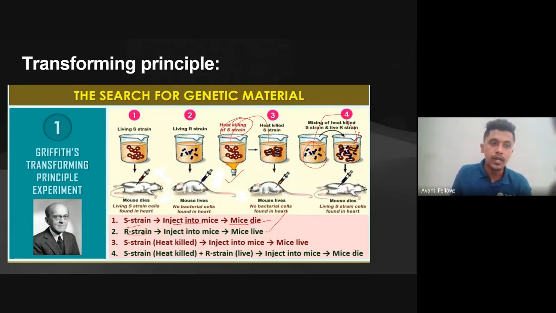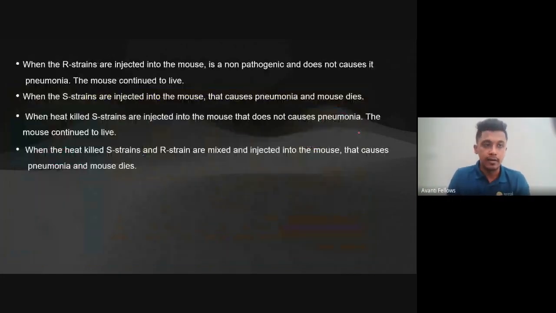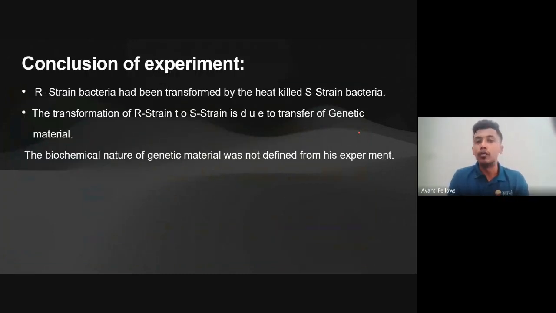He could not explain. Correct? So that was the problem with respect to Griffith's experiment. Understood? So in this experiment, what is the conclusion? The rough strain bacteria was transformed by the S strain of bacteria, and the transformation of the R strain to the S strain is due to the transfer of genetic material, but he could not biochemically tell whether it is protein, RNA, or DNA that was transferred between these two.